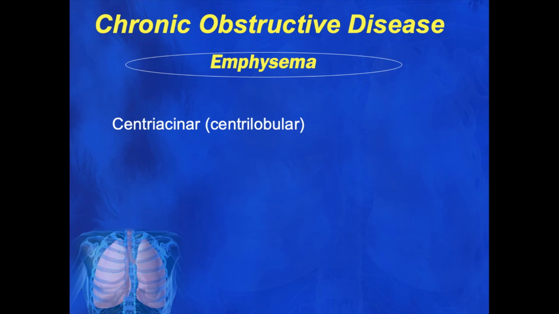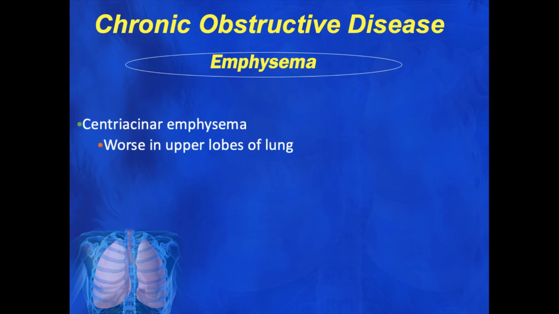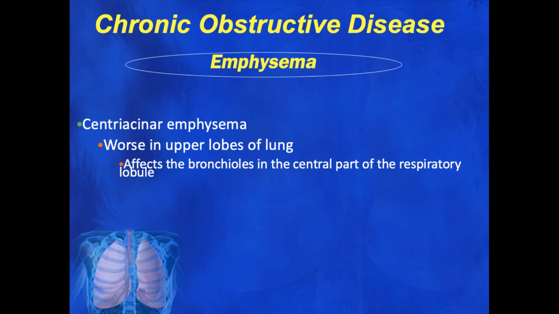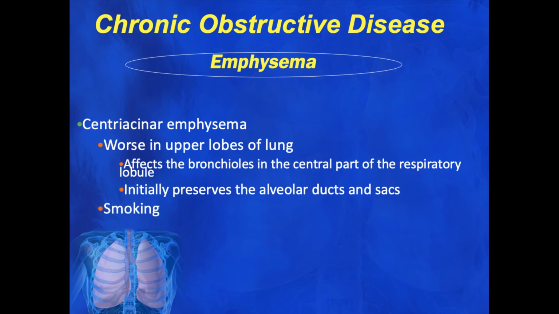So two types of emphysema. One is called centroacinar or centrolobular emphysema, and then there's panacinar. With centroacinar emphysema, this usually is worse in the upper lobes of the lungs. It affects the bronchioles in the central part of the respiratory lobule. So if you imagine a bronchiole with all of the alveoli around it, like a cluster of grapes, it's affecting the bronchiole mostly. It usually preserves the alveolar ducts and the sacs, and this is the number one cause by smoking. Now, by the way, those alveolar sacs can and will break down over time.